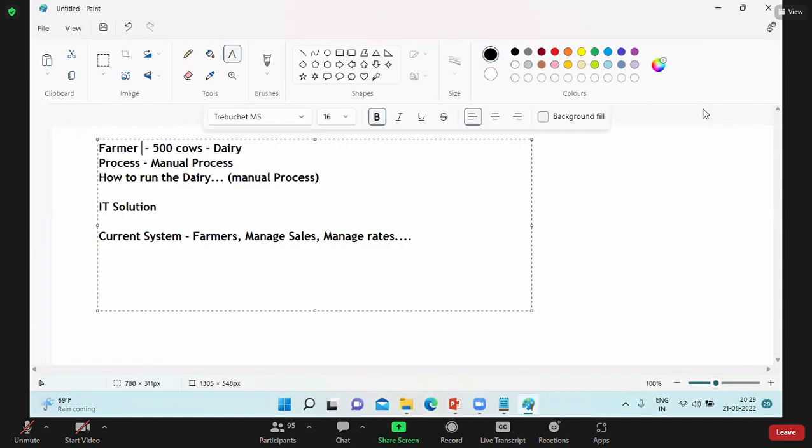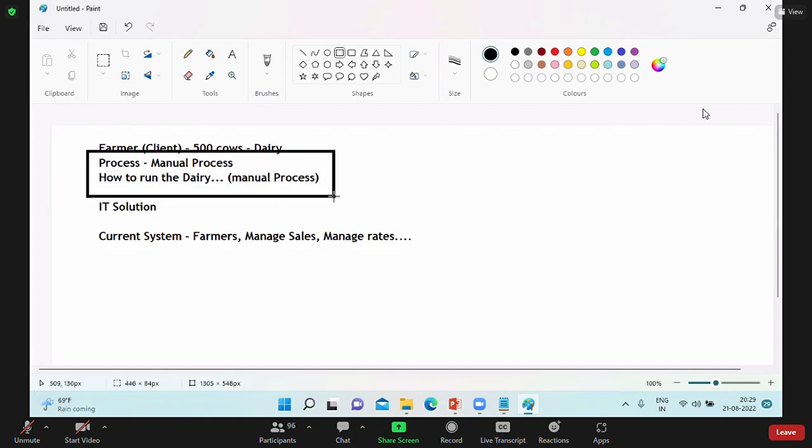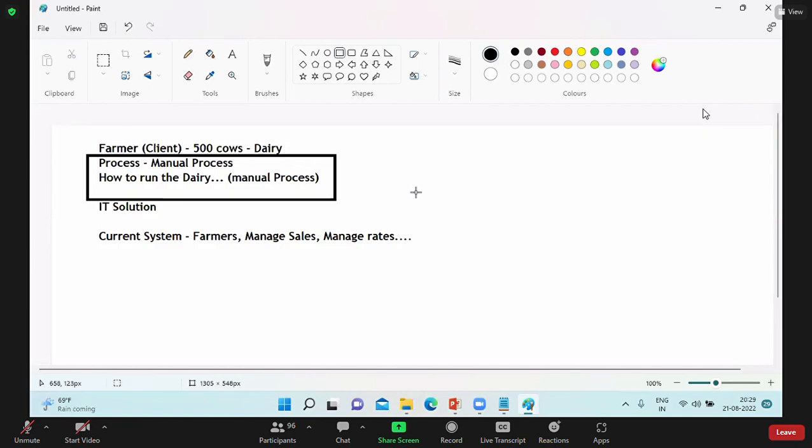This is a farmer, right? Who is the client? The farmer is the client, exactly. Now, this is his process. Whatever he is running here is going to be his process. Are you clear? Yes. So right now he is running in this way. Now he is looking for an IT solution. Why is he looking for an IT solution? Because he wants to increase his operations, right? And we want to explore his operations.